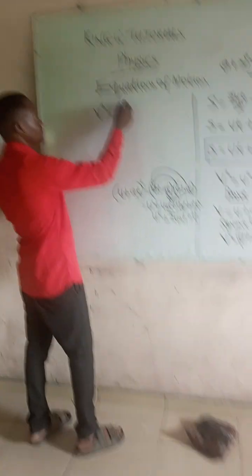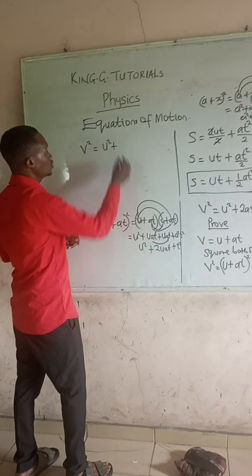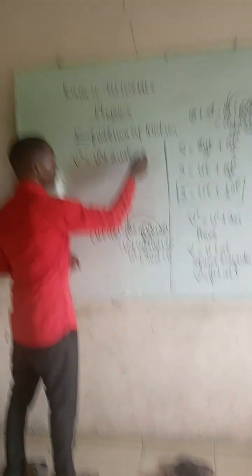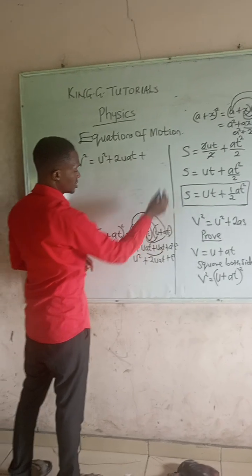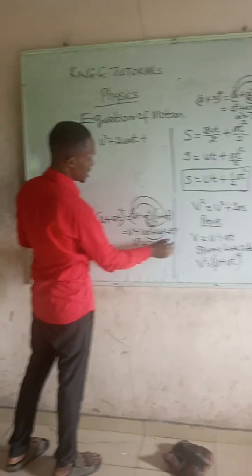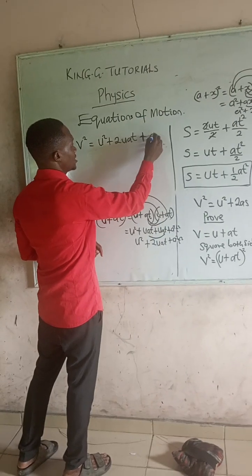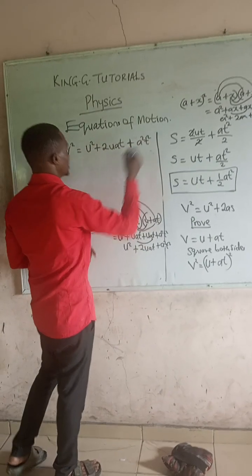So I have v squared equals u squared plus 2uat, then plus a squared t squared. This is a squared t squared. So plus a squared t squared.